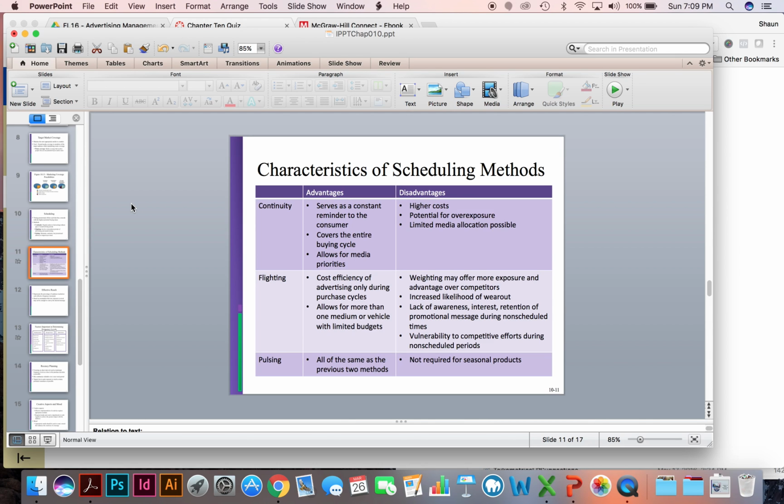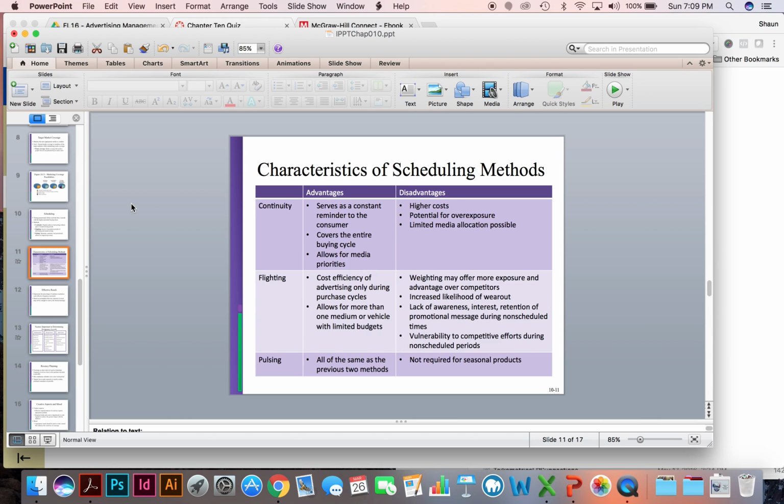Continuity. Some advantages are that it serves as a constant reminder to the consumer, and it covers the entire buying cycle. It also allows for media priorities. Some disadvantages, though: it has a higher cost because it's running all the time, and it has a potential for overexposure and waste. And it has limited media allocation.